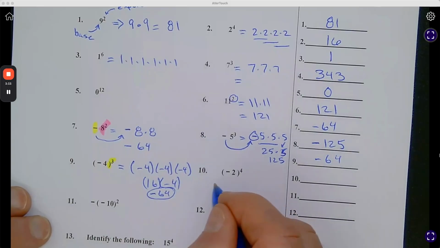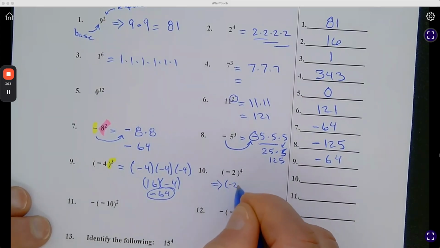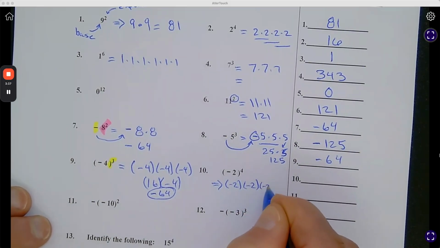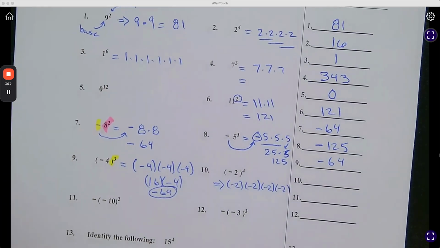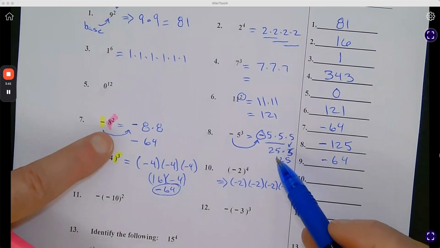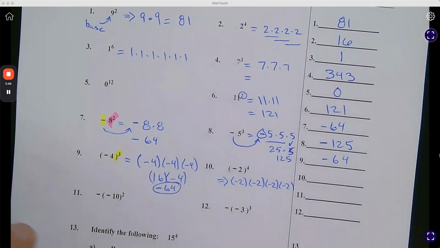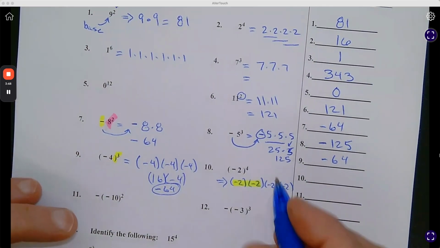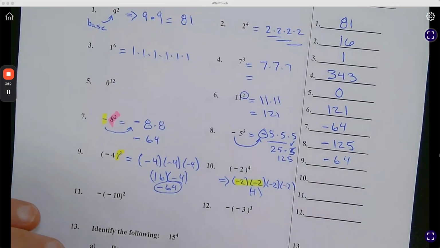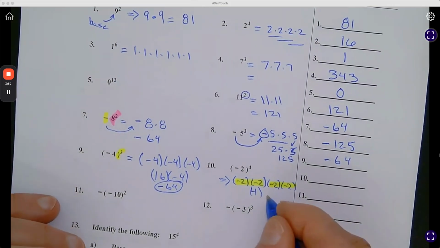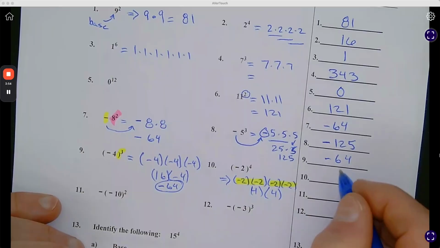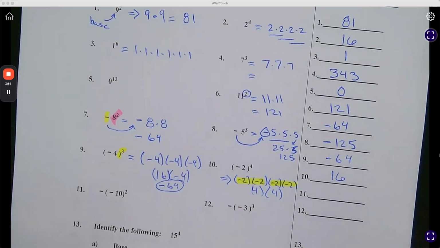Here we go again. Notice that negative 2 is in parentheses. So I write it out completely different than I did here. Those parentheses matter. This gives me 4. This gives me 4, and 4 times 4 is sweet, 16.